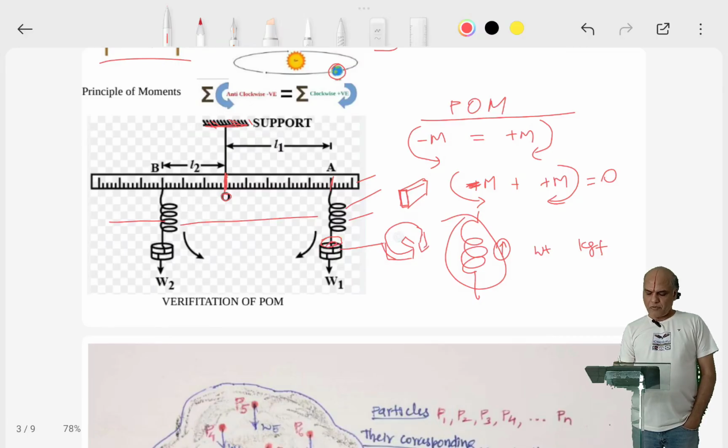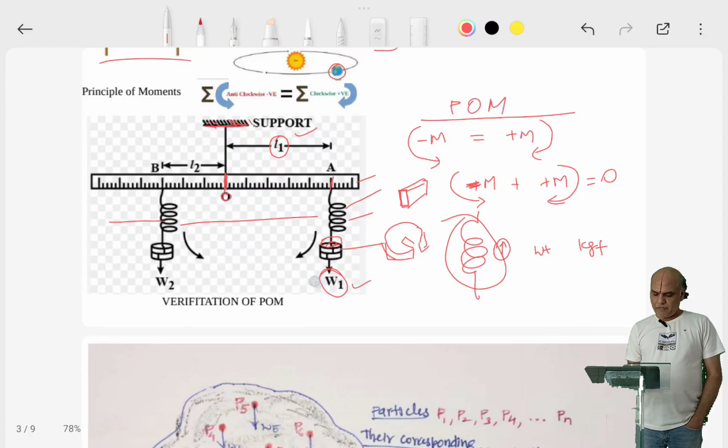so that it remains stable. With such slot weights, take some arbitrary weight W1 and hang it on one side, like take this spring balance and hang it on one side of the scale. Take this reading W1 and also the arbitrary length at any arbitrary point, you just hang the spring balance. Now you take some other weight which is not necessarily equal to W1, call it W2. Now hang this weight onto the second spring balance.